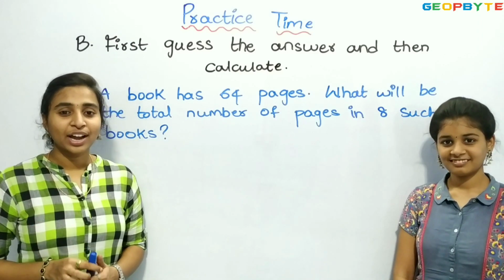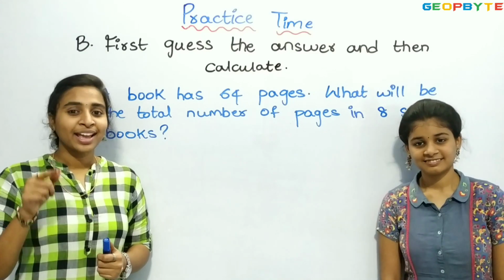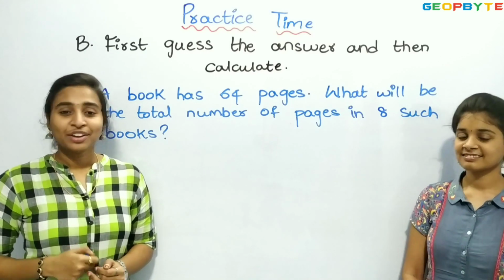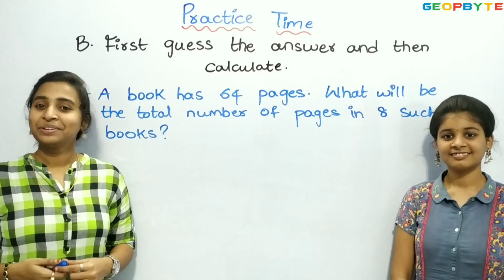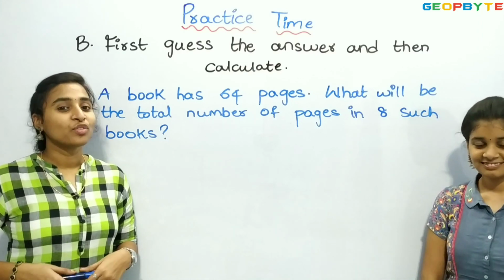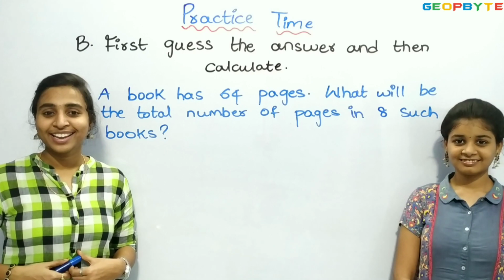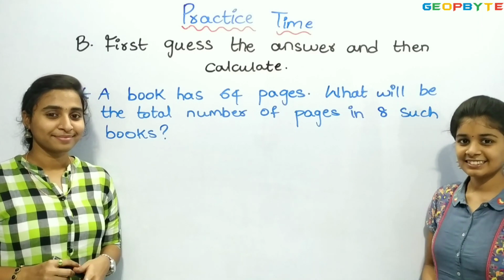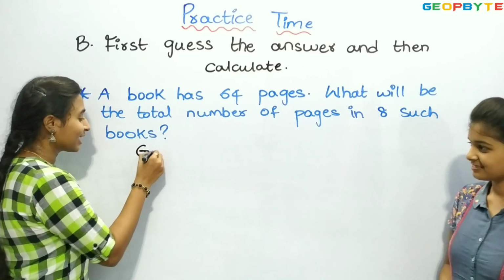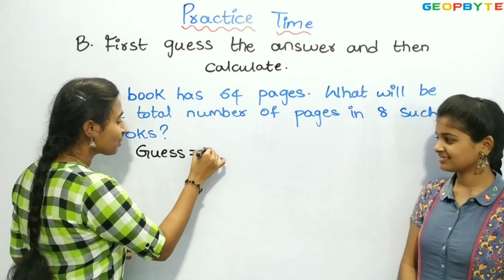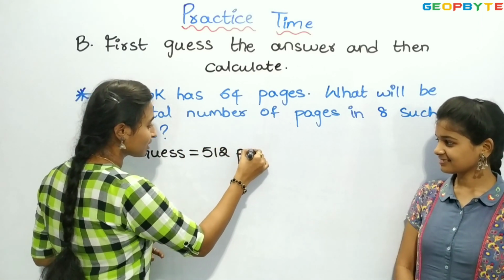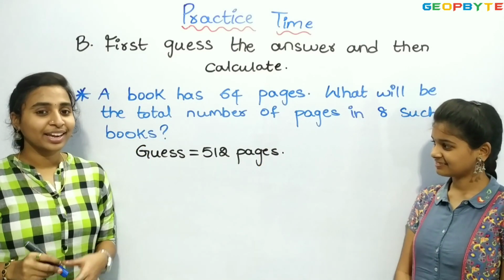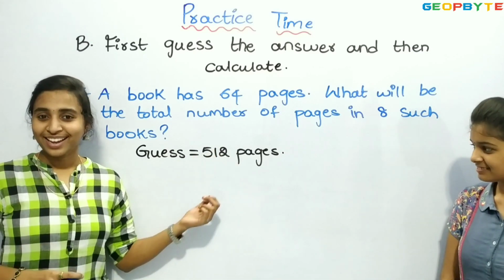Children, we need to find out the total number of pages in 8 such books in which we have 64 pages in each book. First, as it is given, we need to guess the answer. So, what might be the number of pages in 8 such books? I guess 512 pages. Okay, let us write guess as 512 pages.